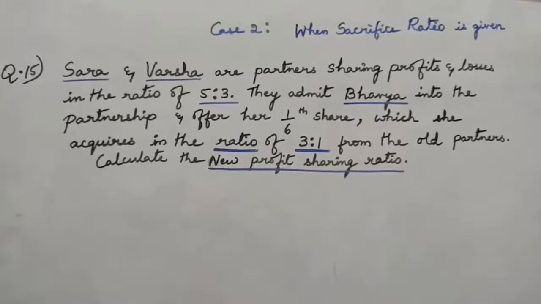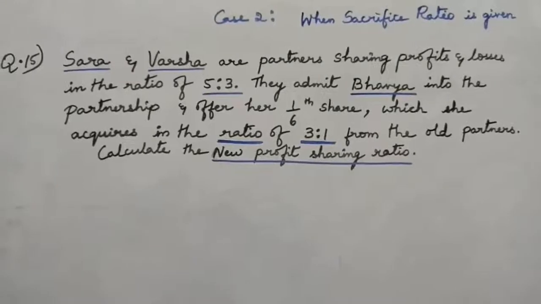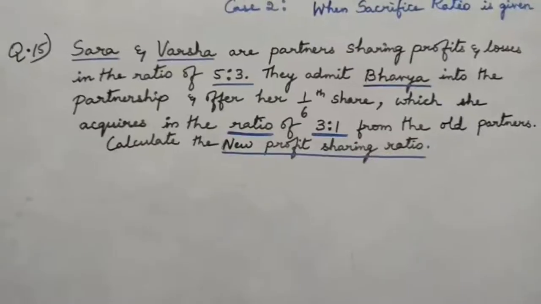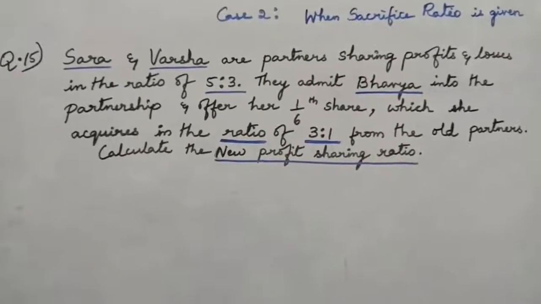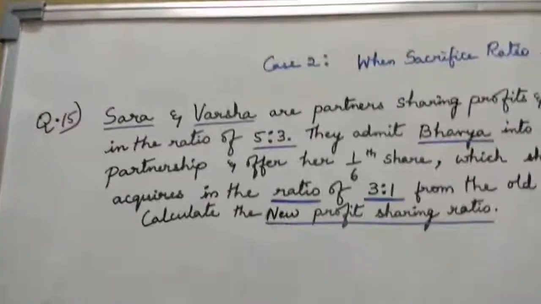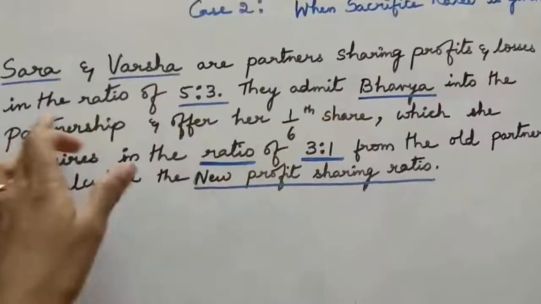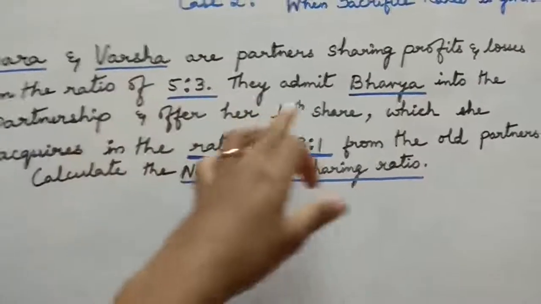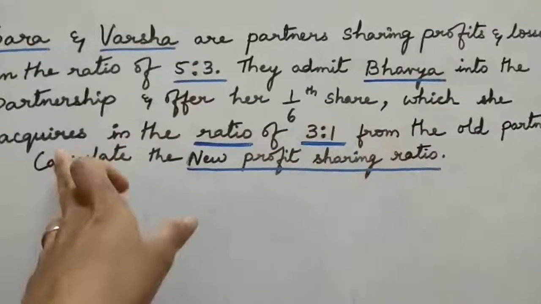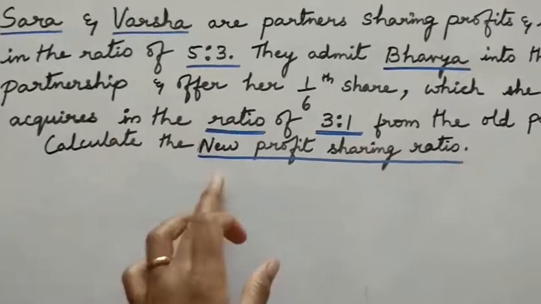Coming to the next case, the second case, when the sacrifice ratio is given in the question, how are we going to calculate the new profit sharing ratio? This is very simple again. So let us see how the question is and how we are going to do the calculations. Question number 15. Sarah and Varsha are partners sharing profits and losses in the ratio of 3:5. They admit Bhavya into the partnership and offer her 1/6 share, which she acquires in the ratio of 3:1 from the old partners. Calculate the new profit sharing ratio.